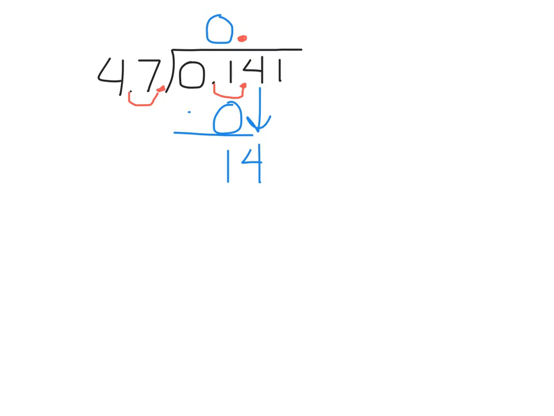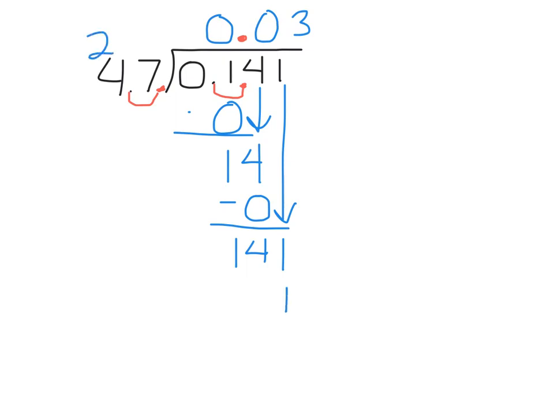I bring down the 4. Now I have 14. 47 doesn't go into 14, so I have to show that by putting another 0 there. Now I multiply. 0 times 47 equals 0, and I subtract, and I bring down the 1. Now I have 141, and it goes in there 3 times. 3 times 7 is 21. 3 times 4 is 12, plus 2 is 14. I subtract, and the remainder is 0.